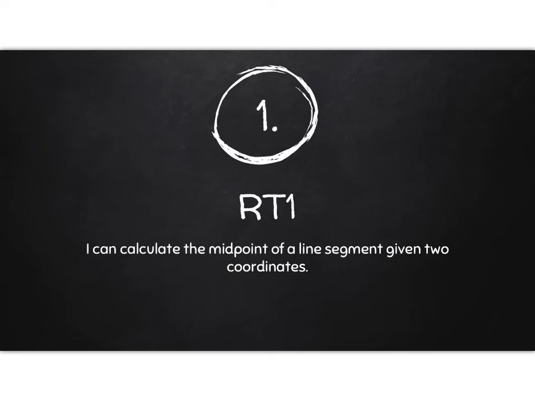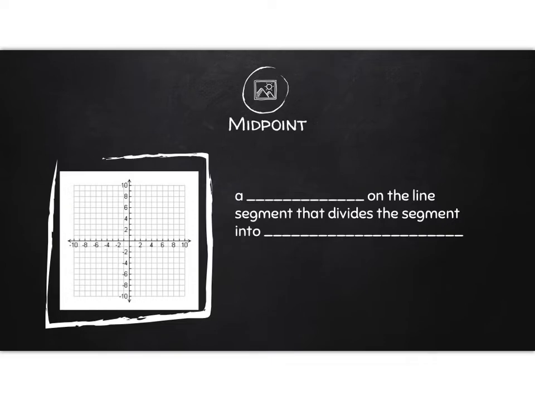Lesson RT1-1 asks you to calculate the midpoint of a line segment given two coordinates, so the two endpoints. A midpoint is, and I apologize in advance, I lost my stylus, so this is real sloppy, the point on a line segment that divides a segment into two congruent parts.